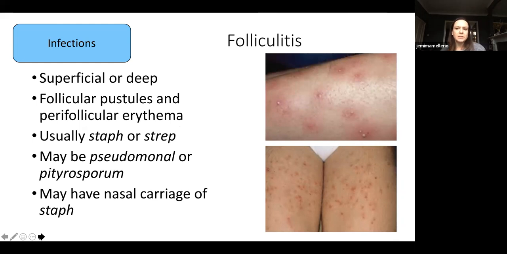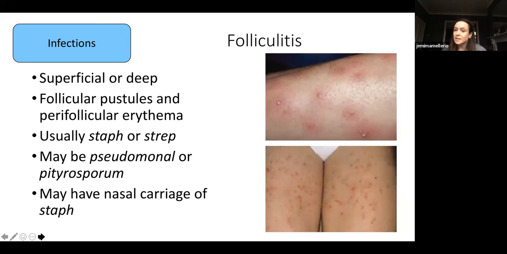Now, folliculitis is another common skin infection that people can get. It can either be quite superficial or sometimes you can get deeper lesions in the skin. And the hallmark feature is around the hair follicles that you get little pustules, often associated with some erythema around them. Now, the causative organisms are usually staph or strep, and the child may, again, if it's a recurrent problem, have carriage of staph in their nasal passages, so you need to think about that.